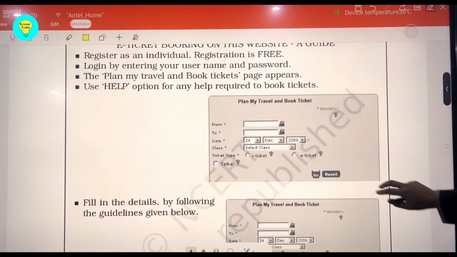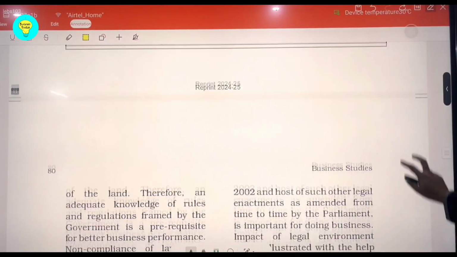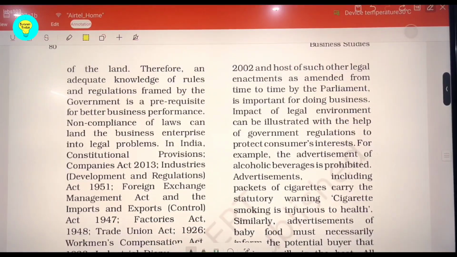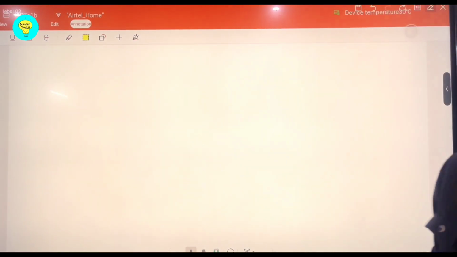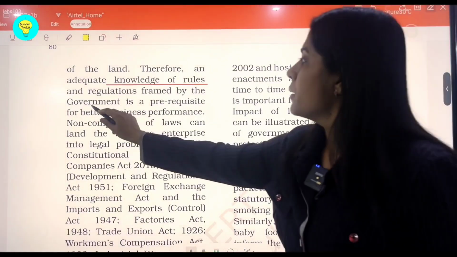This is all depicting the use of technology in booking of the tickets these days. Then you see under legal environment, you should have adequate knowledge of rules and regulations framed by the particular government in a particular land.